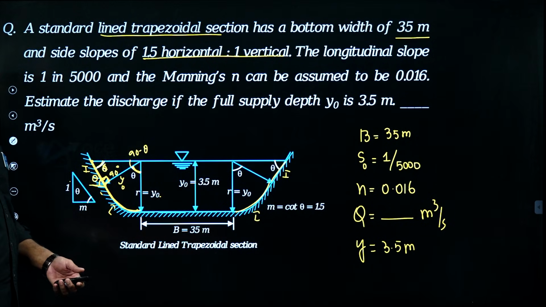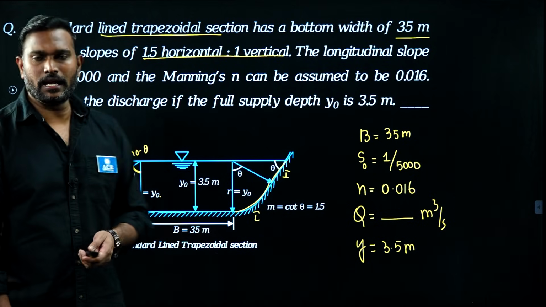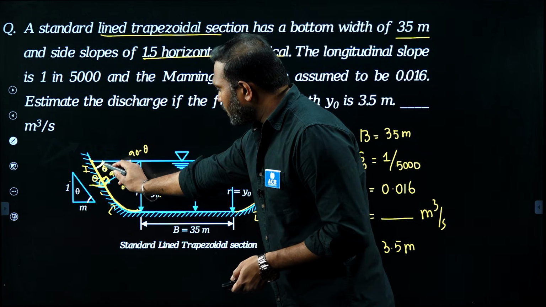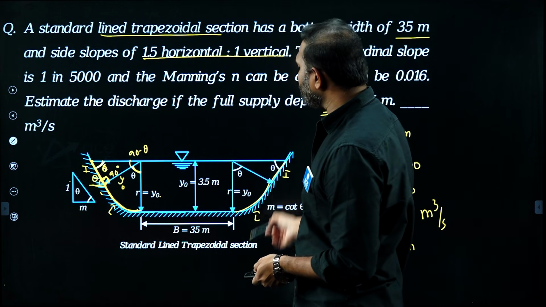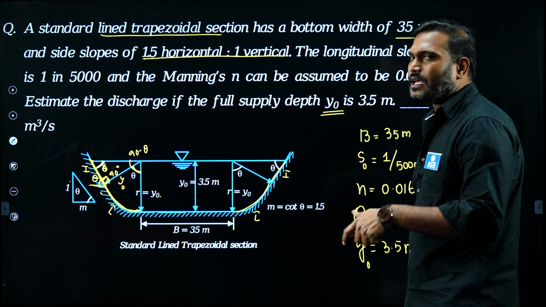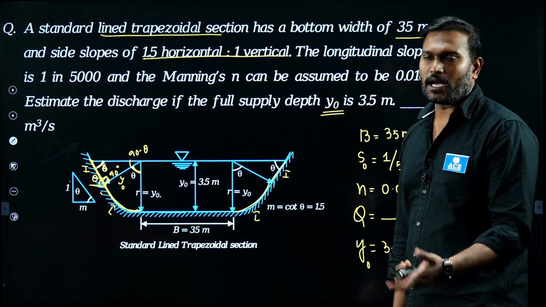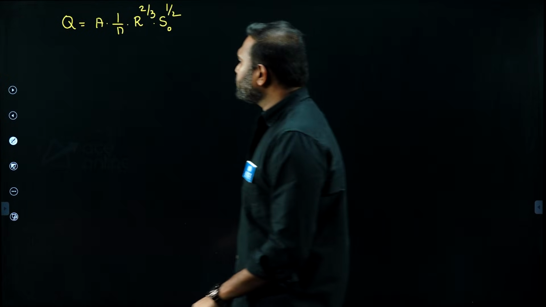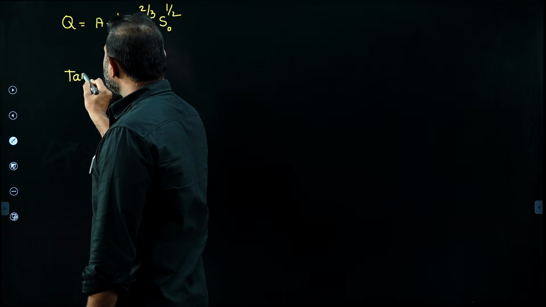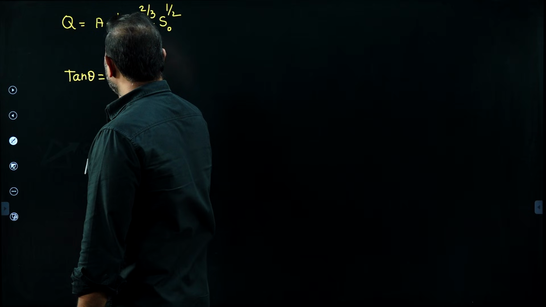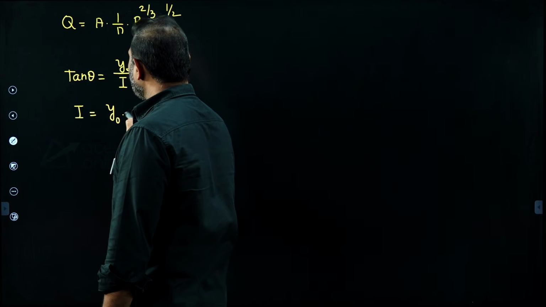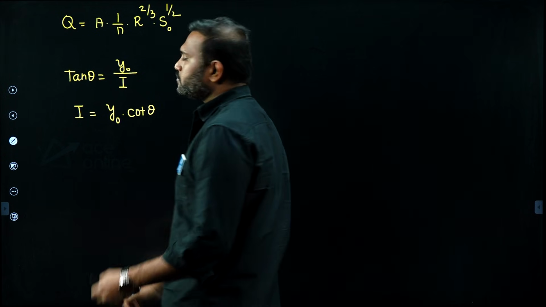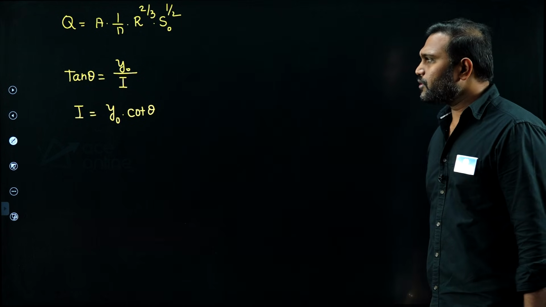So first, how to find the inclined length? Now what is the inclined length? Please observe. Tan theta is opposite over whom? Y0, because the full supply depth is given as Y0. Y0 or Yn are both known as normal depth or uniform flow depth. So from there, tan theta is Y0 by I, so I can write I as Y0 into cot theta.